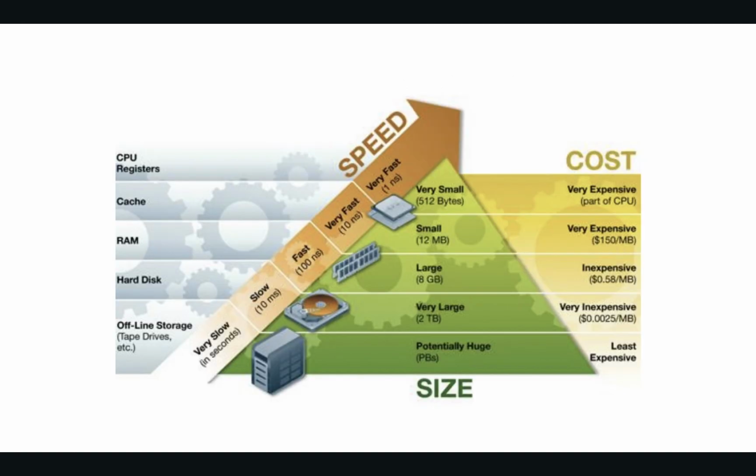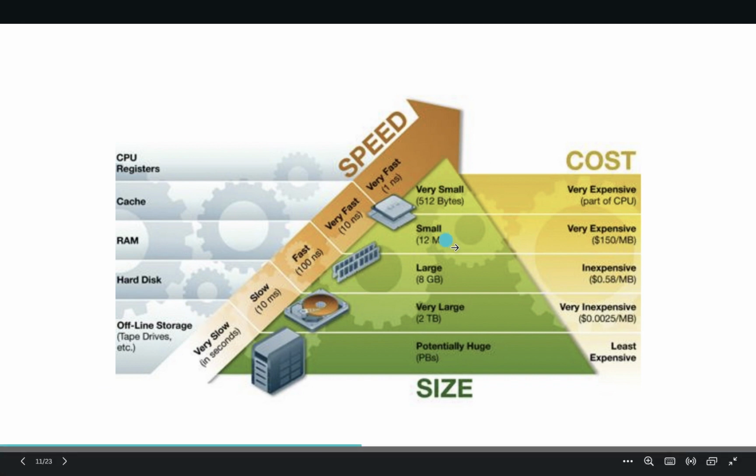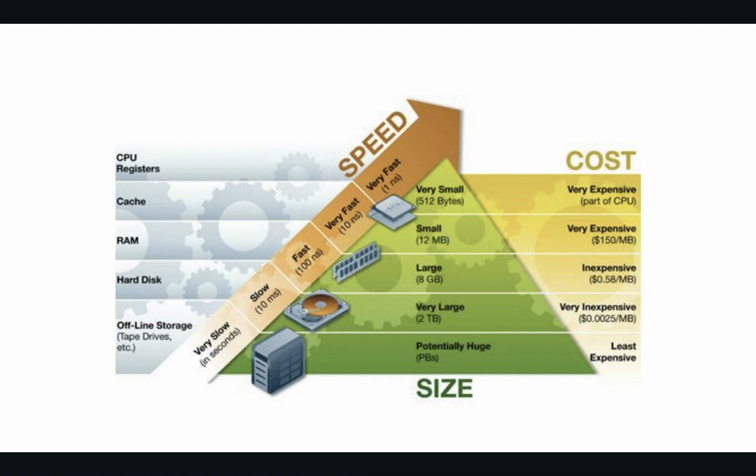And cache speeds up the process. So this low quality picture has information that you need to learn: the trend between the storage devices, like their speed, cost, and size. CPU registers are the fastest ones, the smallest ones, however the most expensive ones, and offline storages like tape drives and so on are very, very slow, potentially huge, however the cheapest ones. And this trend you should know because it's going to be asked and examined.